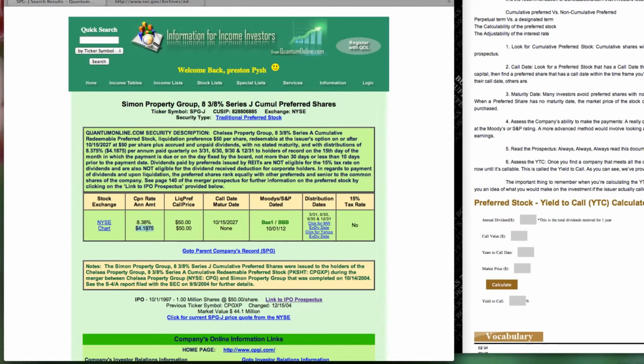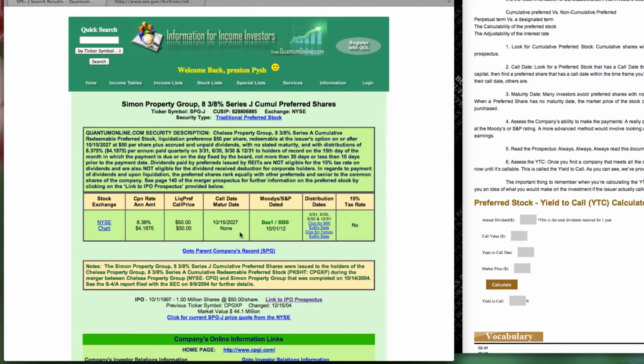Now, most likely you'll receive that divided into 4 payments, and you'll receive it every 3 months, but that's what you make for the year, okay? Now, if they're going to call this preferred share, meaning they're going to buy it back from you, they're going to pay $50 for it, okay? The call date on this is 2027, okay? So we have approximately 15 years before this preferred share is going to be able to be called back, okay? It has no maturity date, okay? So that's something to kind of beware of.